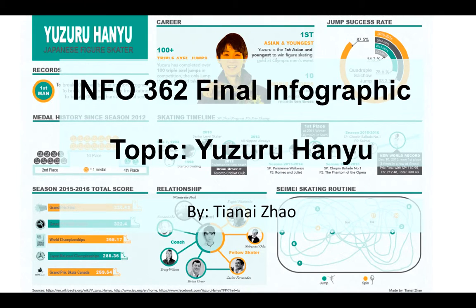This video will be about my final infographic for Info 424 at University of Washington. The topic of my infographic was Yuzuru Hanyu, a famous Japanese figure skater. With this infographic, I'm attempting to communicate to the audience general information about Yuzuru Hanyu, his career achievements, and other significant highlights of his career.